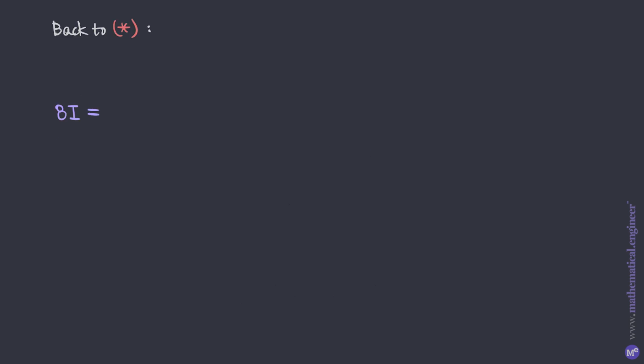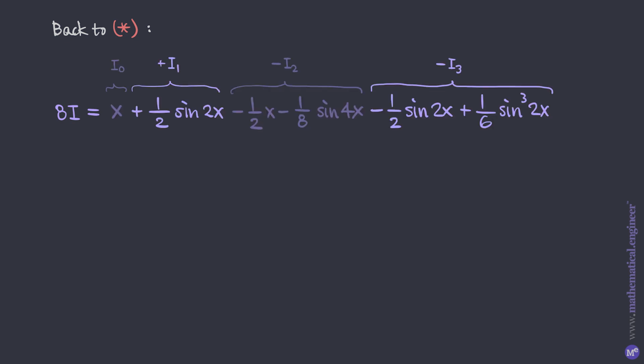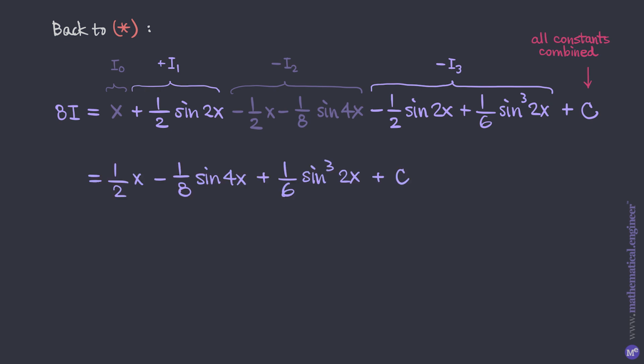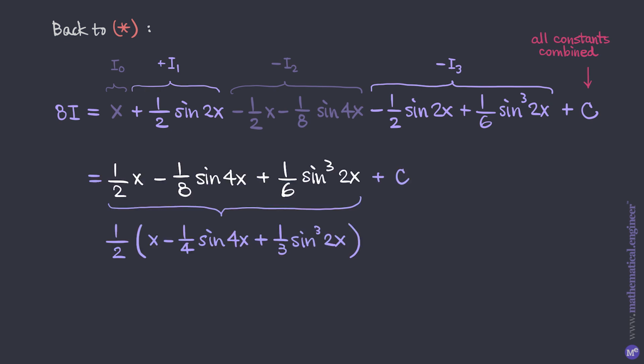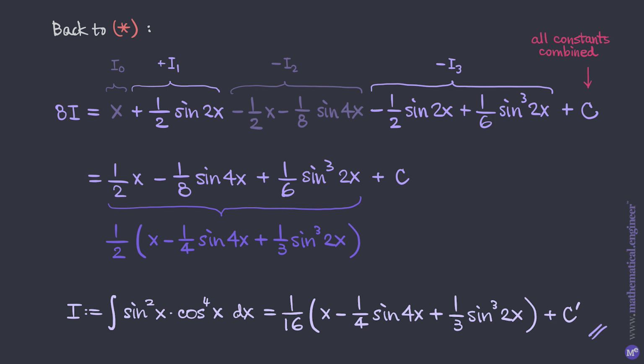Great. All of the hard work has been done. Now, plugging all four integrals back into equation star, and combining all arbitrary constants, we get this. Collect like terms. Factor out 1/2. Multiply through the whole thing by 8. This is our original integral I.